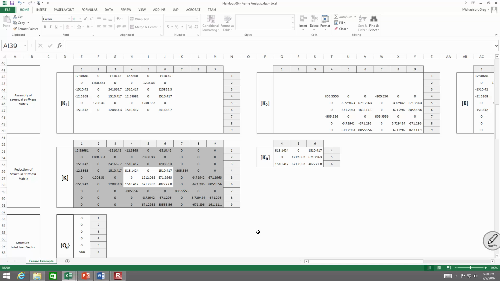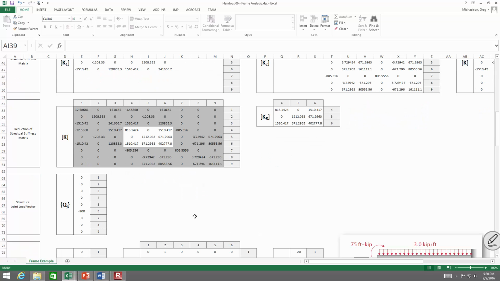Now watch this. My joint load vector, it's not full of zeros, is it? How did I get that? What is that negative 900? It's the moment, right? There you go, exactly. It's a 75 foot-kip moment, but that's feet, consistent units. So 75 times 12 is 900. That's where the value is coming from. It's negative because it's applied in the opposite direction. Make sense? Okay.